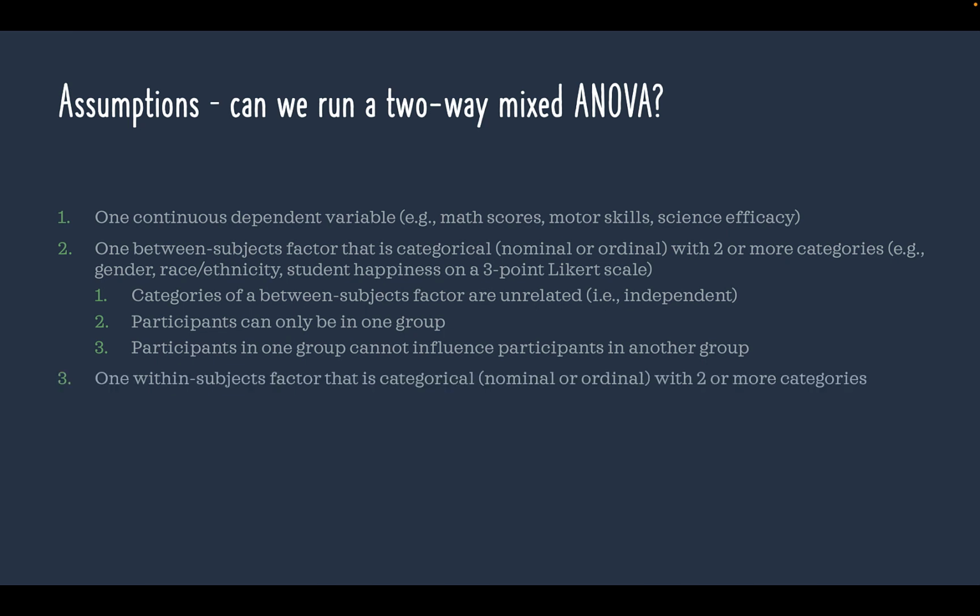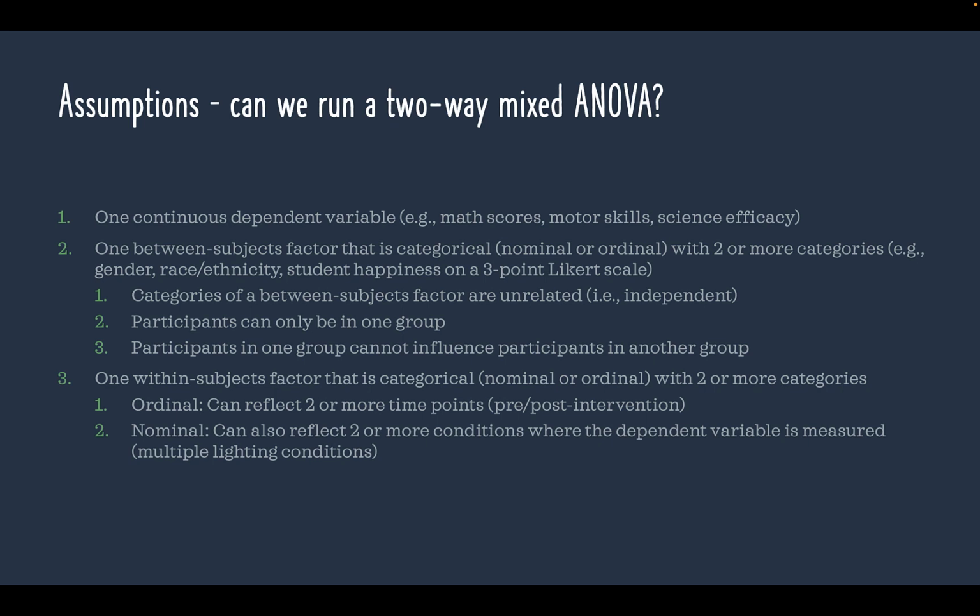All right, we also need one within subjects factor that is categorical, and again, nominal or ordinal, with at least 2 categories. All right, if we have an ordinal within subjects factor, this is typically time. So it can reflect 2 or more time points, pre-post intervention, year 1, year 2, year 3. If we think about a nominal within subjects factor, this often reflects 2 or more conditions where the dependent variable is measured. So our kind of working example of multiple lighting conditions.